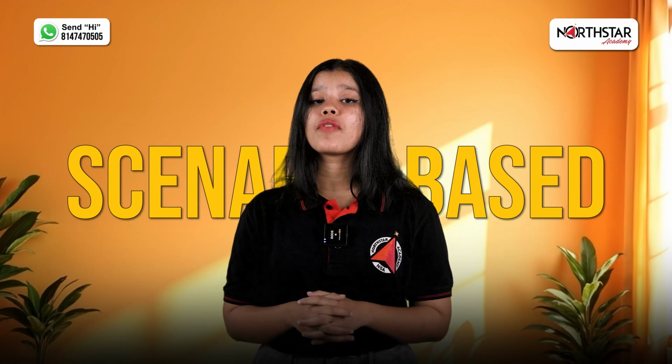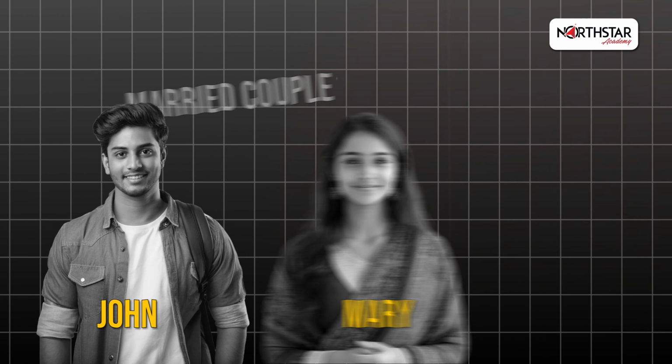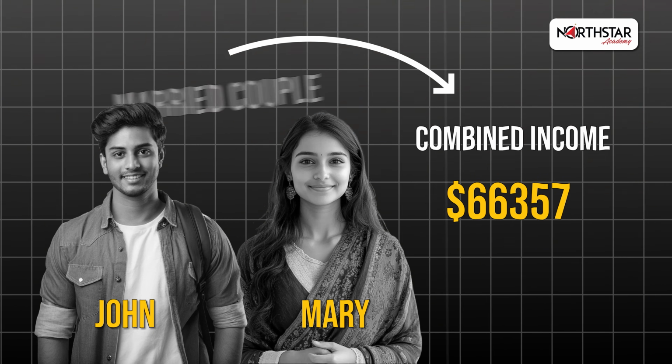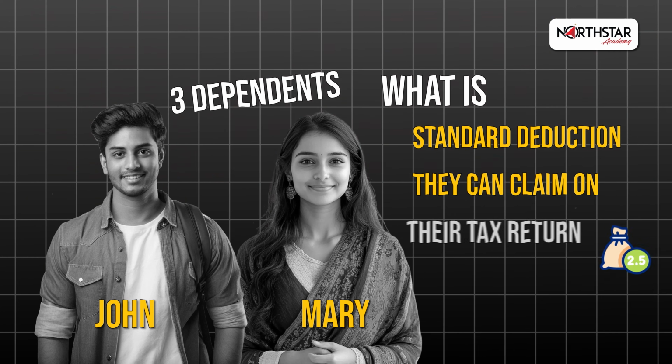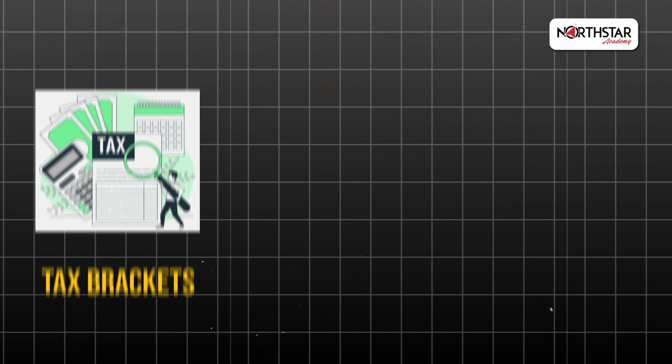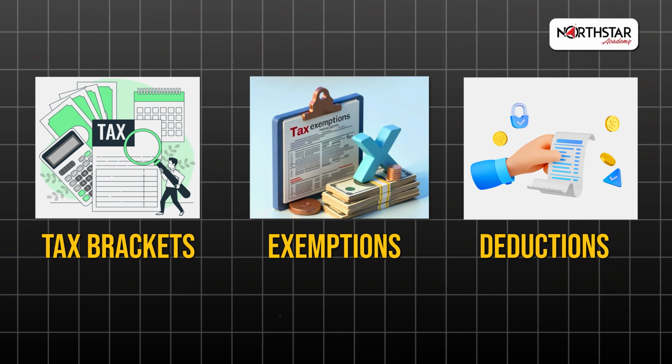Let's look at an example of a scenario-based question from Part 1, individuals. John and Mary, a married couple, have a combined income of $80,000 and 3 dependents. What is the standard deduction they can claim on their tax return? In this type of question, you're not just answering based on memory. You'll need to understand how tax brackets, exemptions and deductions work for different filing statuses.